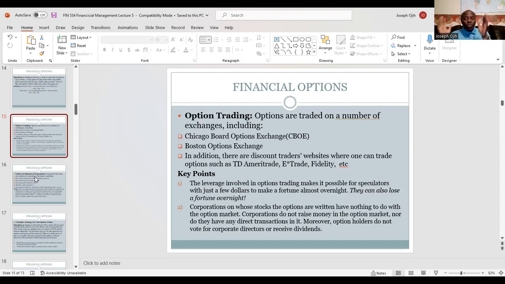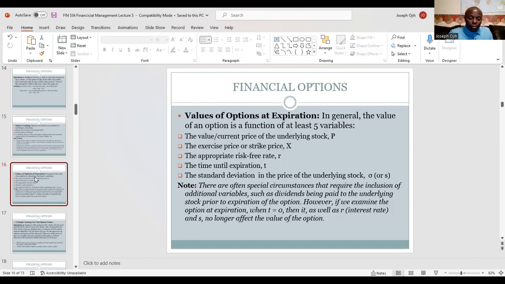Remember, with options, you trade on stocks that you don't own. It is only when the stock starts moving in a direction that you want that you exercise the option. If it isn't moving in that direction, you don't exercise. That's the only time you buy it and sell it. Because you don't own the stock, you can't vote for the corporate directors or receive dividends.